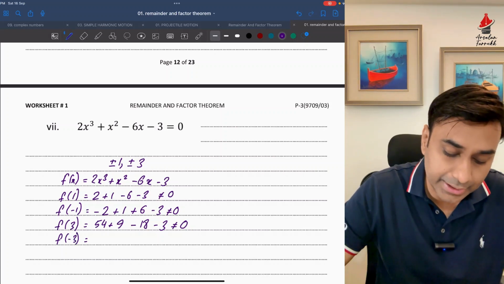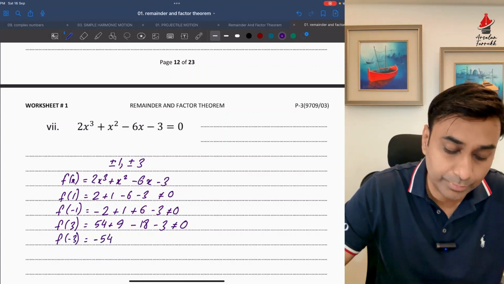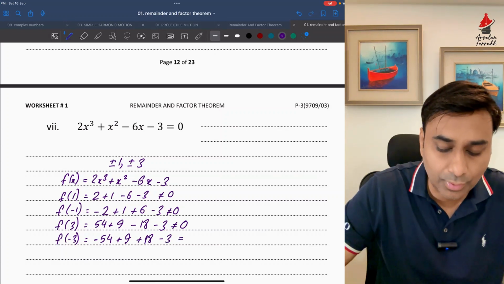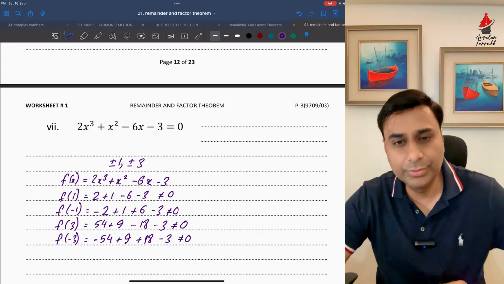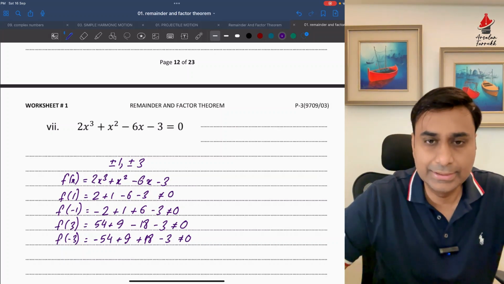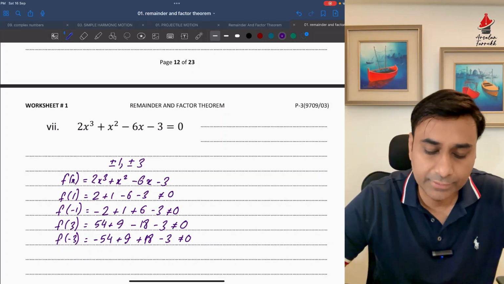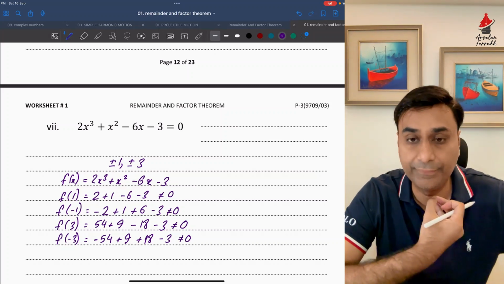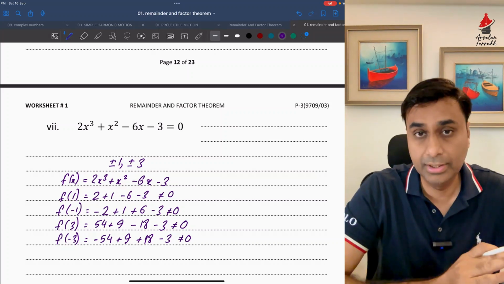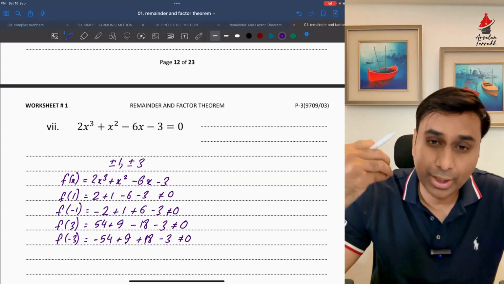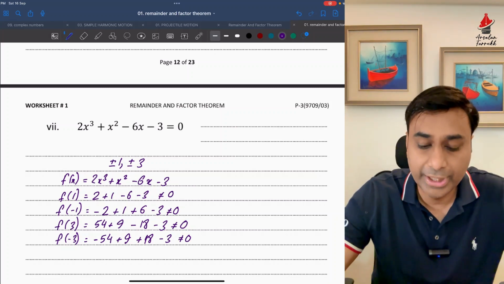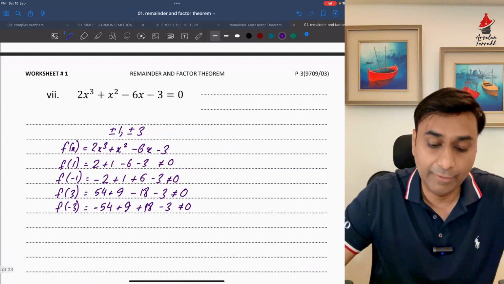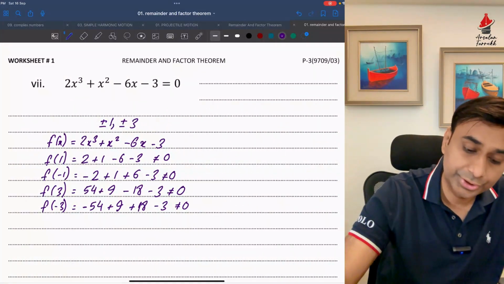And when I put minus 3, this will be minus 54 plus 9 plus 18 minus 3. And this is also not equal to 0. So I have used up all my possibilities, and after using up all my possibilities of the last factor, I am not getting an answer to be 0. Let me be very clear about it, that you expect this to come very, very rarely. But yeah, for extreme situations, you have to prepare yourself for this kind of situation.